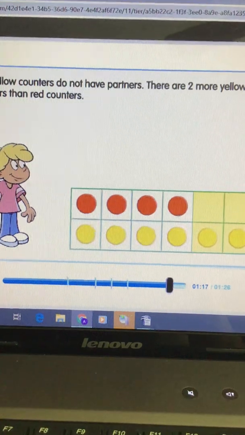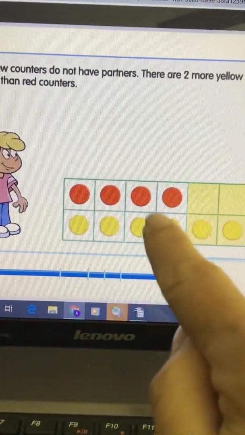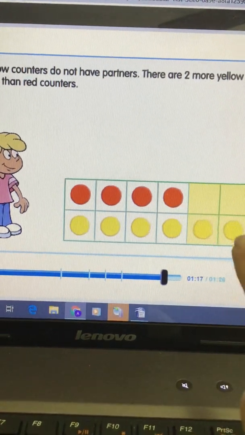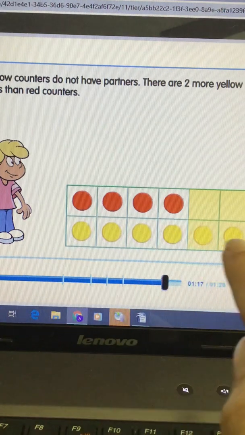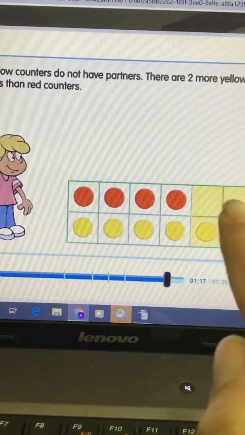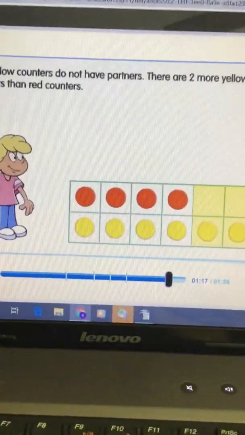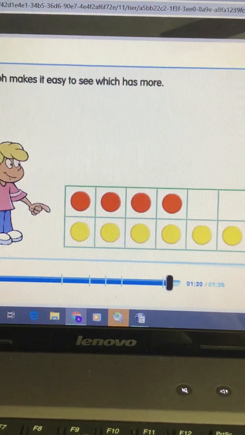So now we can see a little bit easier: same, same, same, same, extra, extra. And we can count that there are 2 extra, or we could say there are 2 more yellow than red, or we can say there are 2 less red than yellow. The graph makes it easy to see which has more.